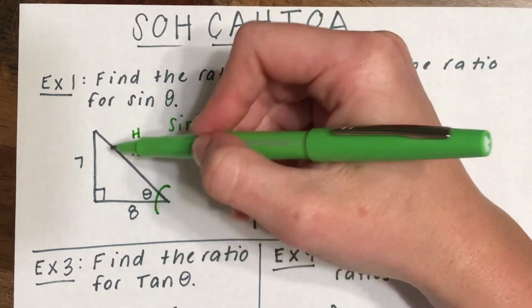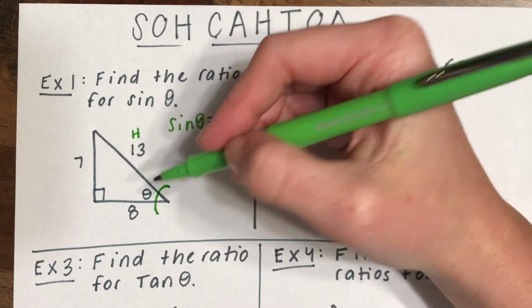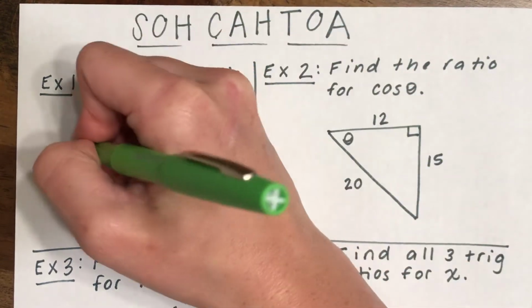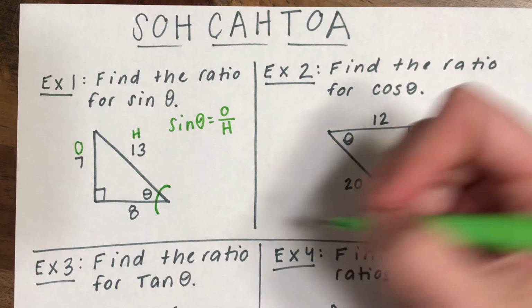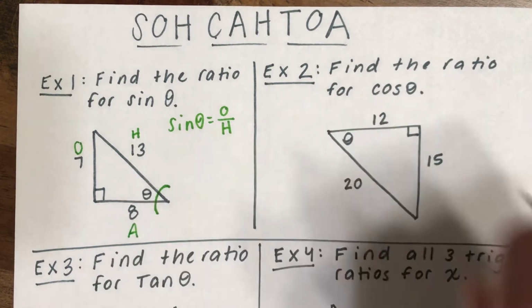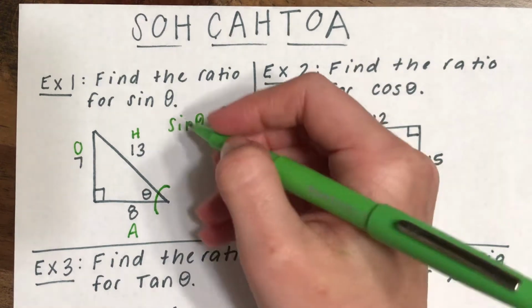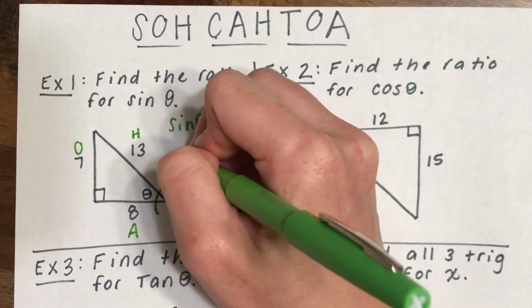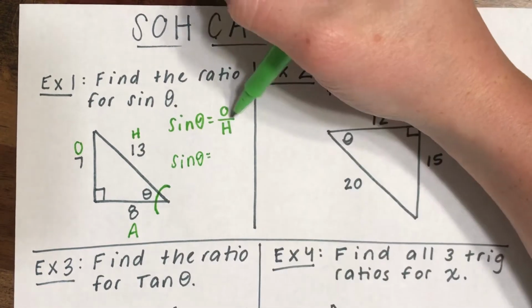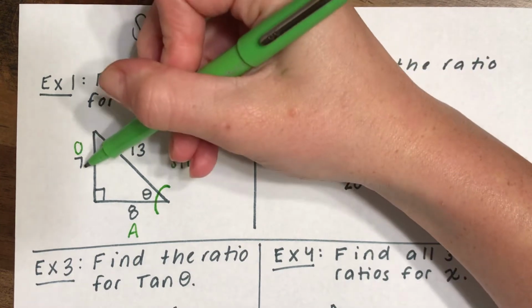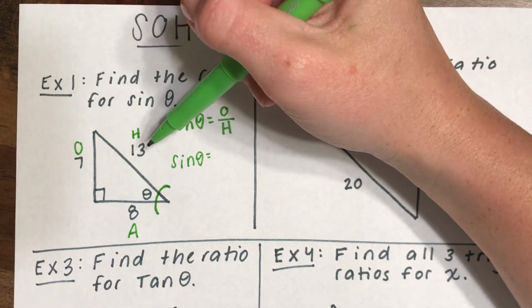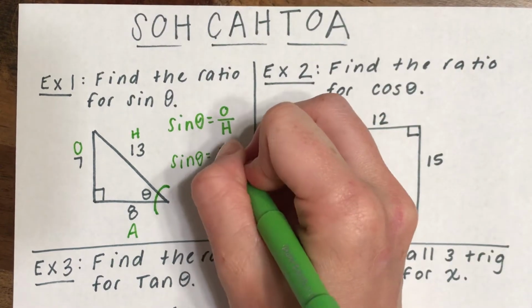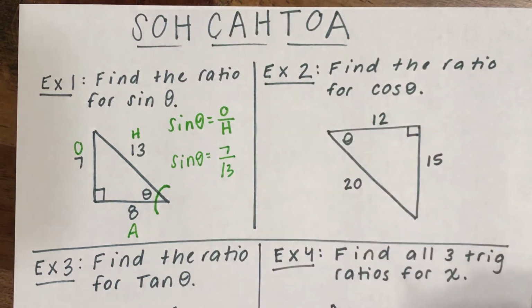13 is bigger than 8 and 7. And then my opposite side from the reference angle is 7. That's my O. And then 8 is my adjacent side. Okay, so the sine of theta is going to be O, the opposite side, which is 7, over my hypotenuse, which is the length 13. Okay, so this is going to be 7 over 13. Okay, and that's it.